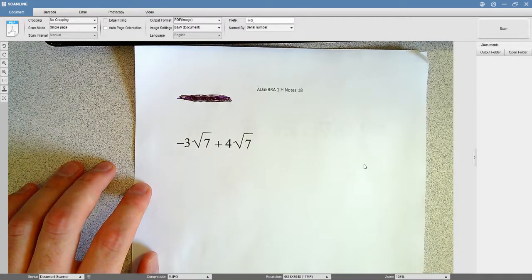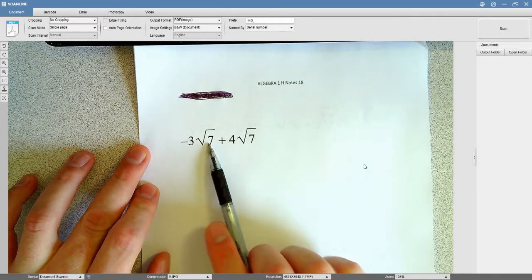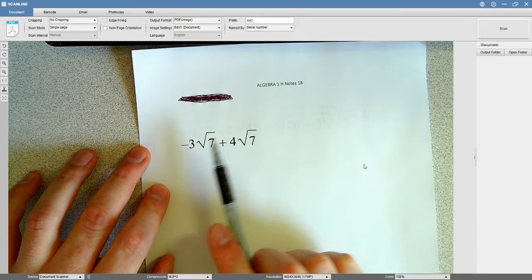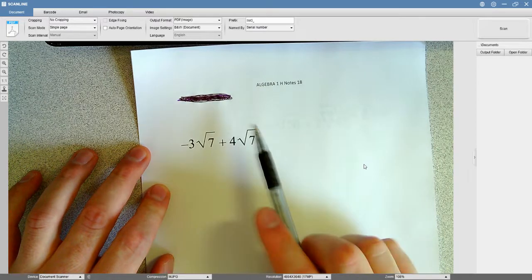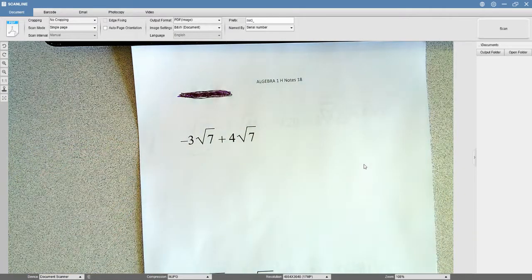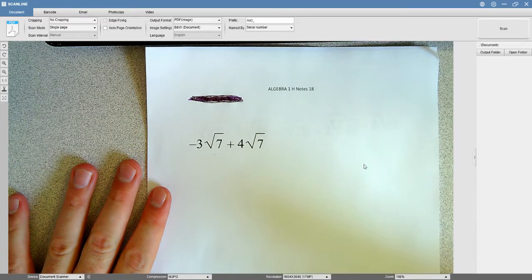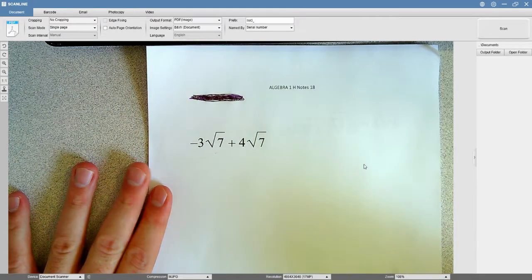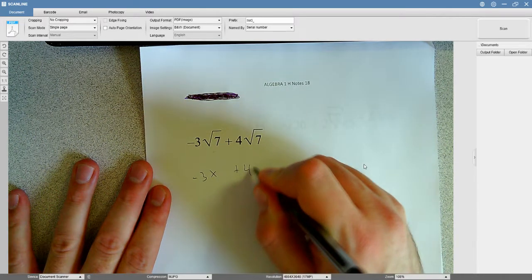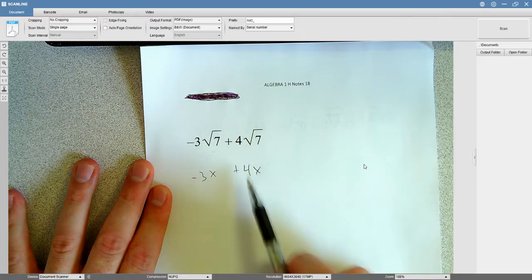Today, I would like to show you how to add expressions with radicals. So you see here, this is -3 times the square root of 7 plus 4 times the square root of 7. Now, in situations like this where we can't reduce what's inside the radical, this is no different than taking something like -3x and adding 4x to it. See, x is now taking the place of root 7.